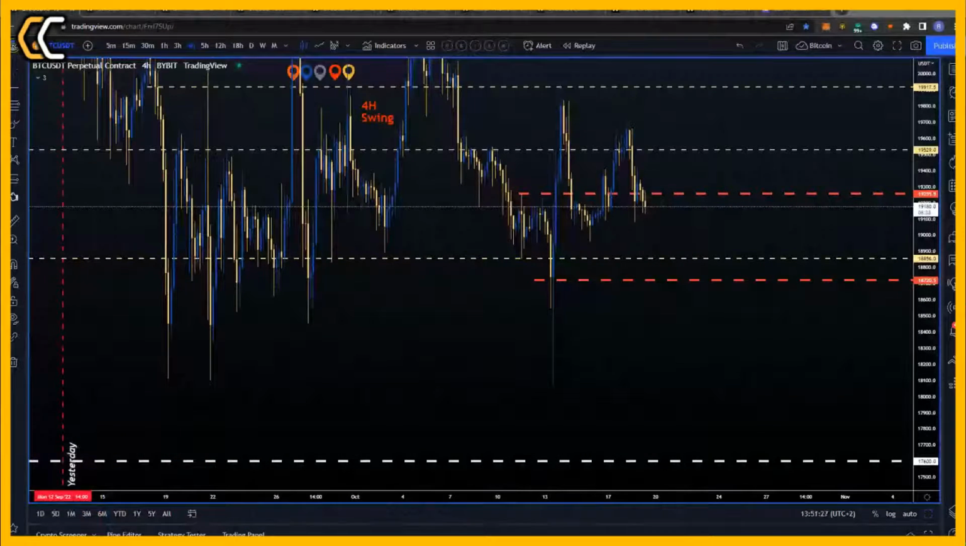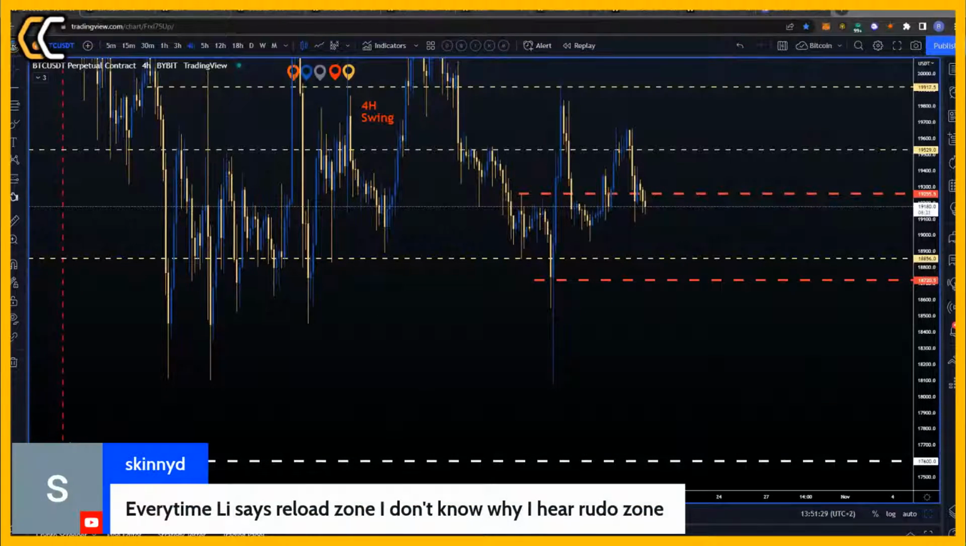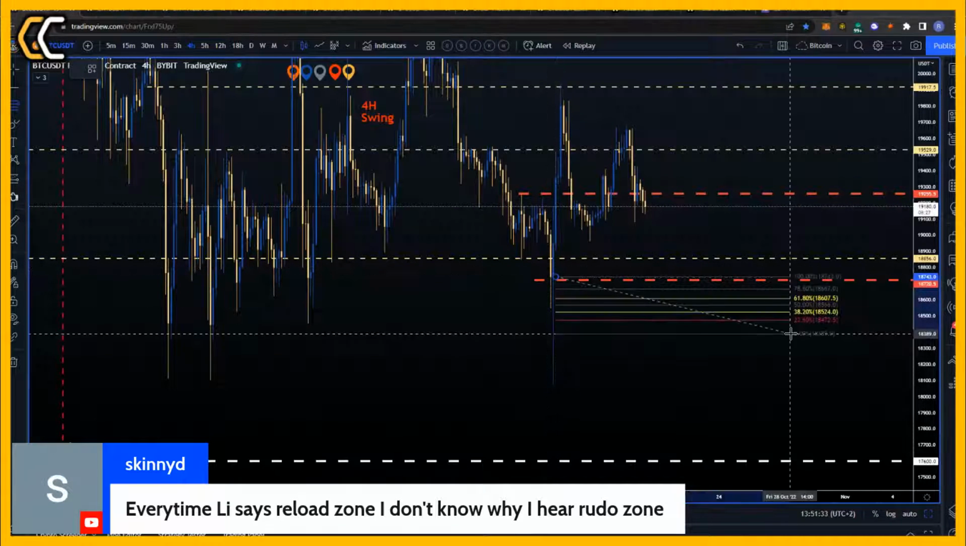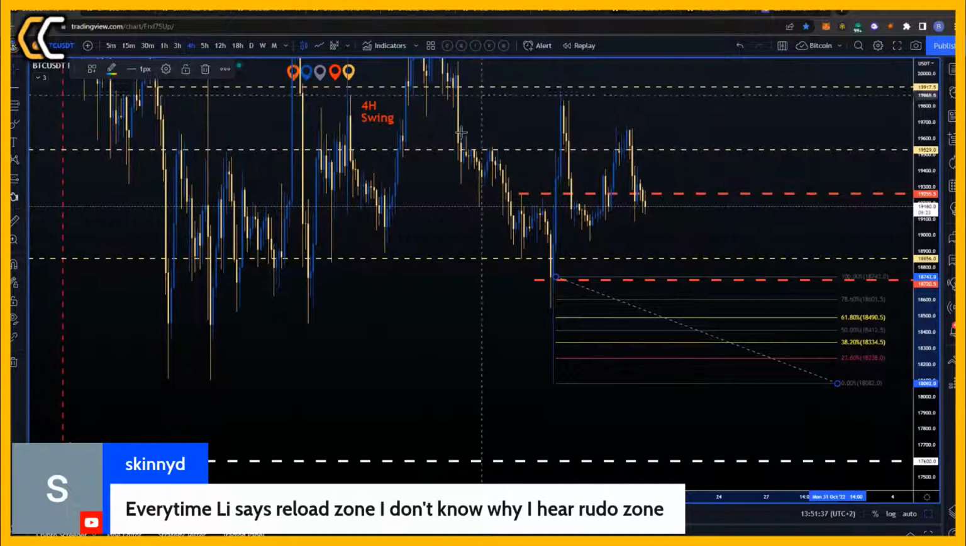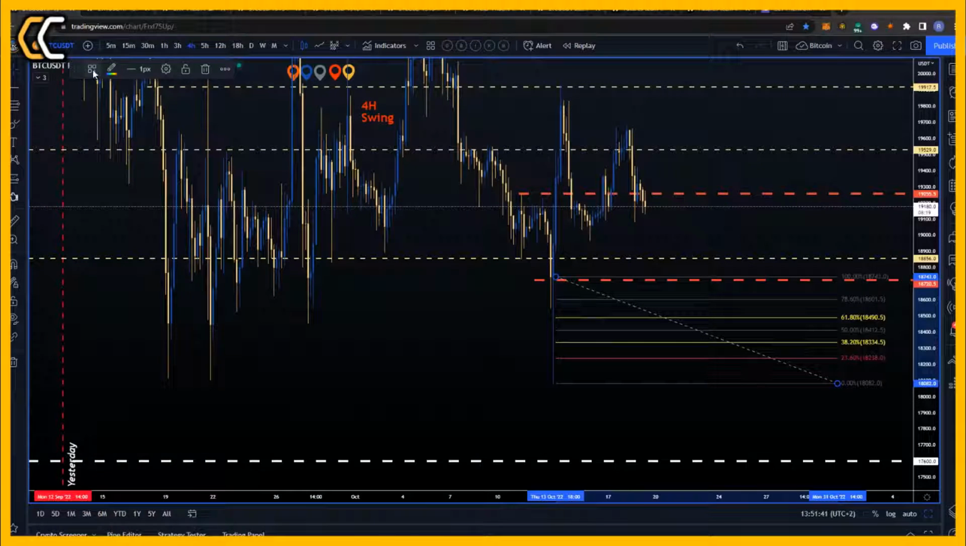So Skinny is saying every time you say reload zone, he is hearing the Rudo zone. And just to add confluence to that, thanks for that smart piece of wit there, Skinny. The Rudo zone, which you now know, it's always the 50% fib tool that I use.